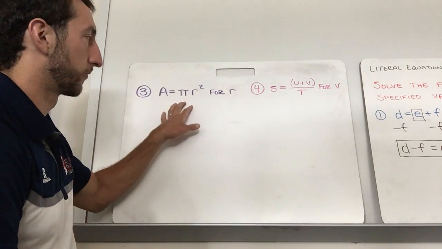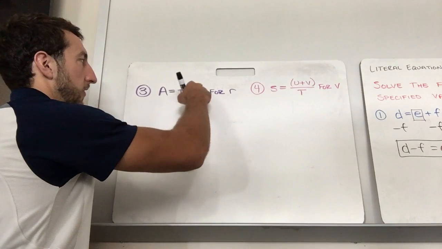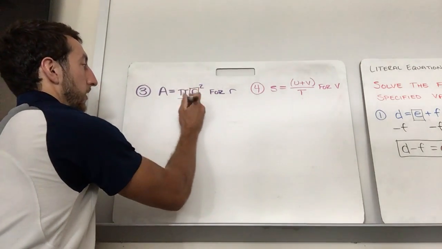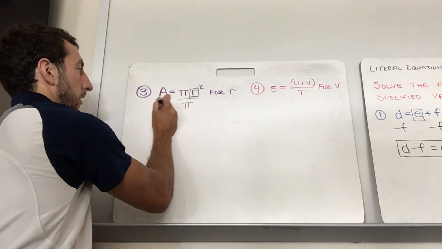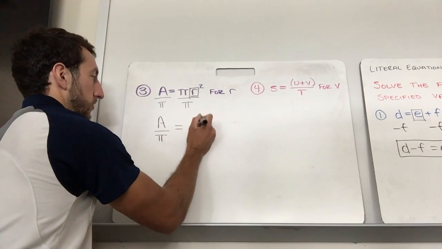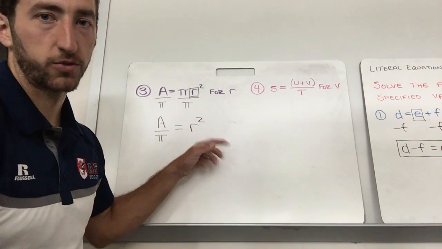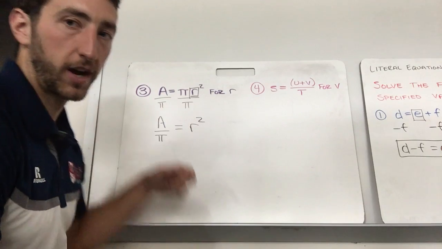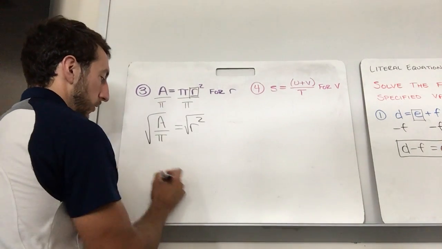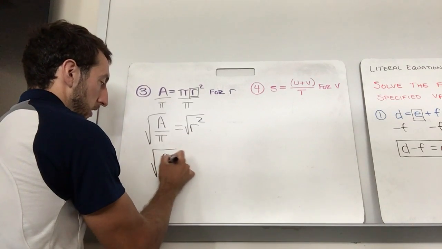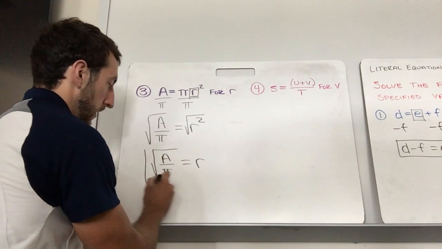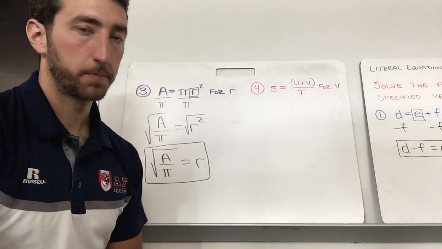All right, so I want to solve this one for R. Same thing here, I've got multiplication throughout. So first thing I want to do, I want to get my R by itself. I'm going to divide by pi on both sides. So I get area divided by pi equals R squared. And then whenever I have an R squared, I still got to get that exponent of 2 out of there. The way we do that is we take the square root of both sides. So we take the square root of both sides, and we're left with the square root of A over pi equals R. So that is our final answer for that one.